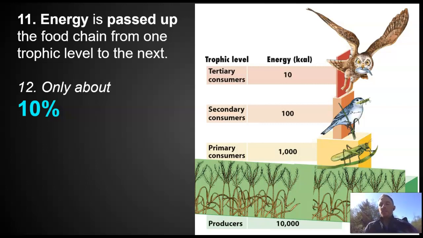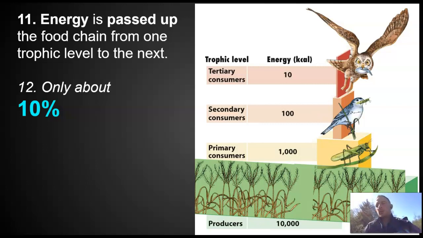So that reduction from 10,000 to 1,000 is 10%. If you multiplied 1,000 by 10, you'd get 10,000. That reduction for birds then is another 10%. Only about 10% of the energy is being passed along. So 100 calories is available for the birds out of the 1,000 calories that grasshoppers have to sustain them. So we lose about 90% at each level, and only 10% is passed along.